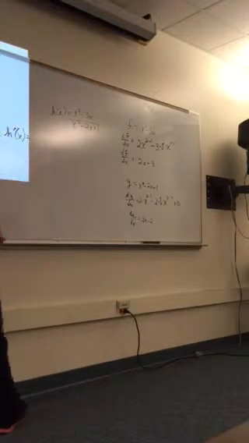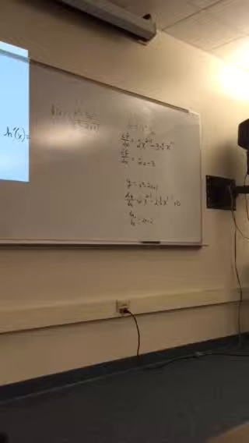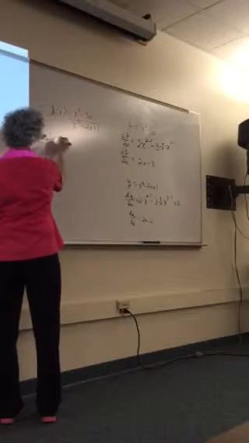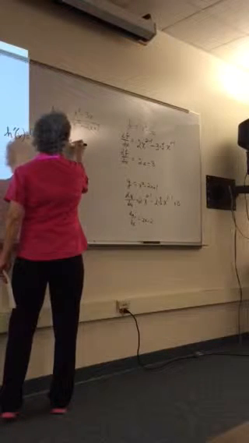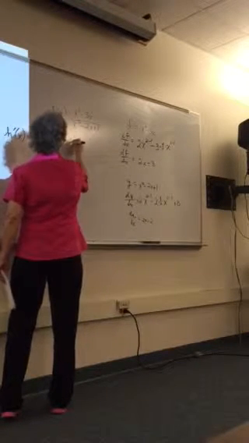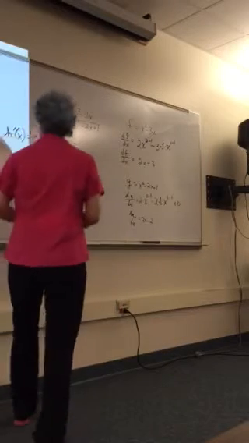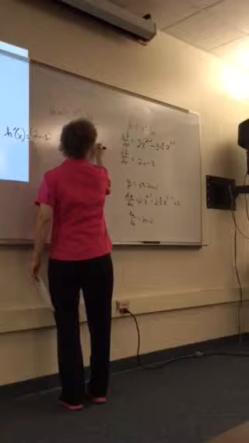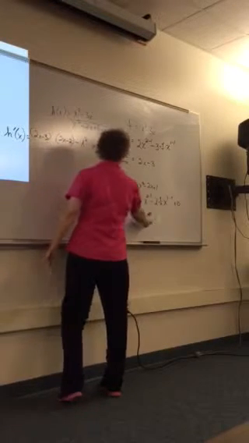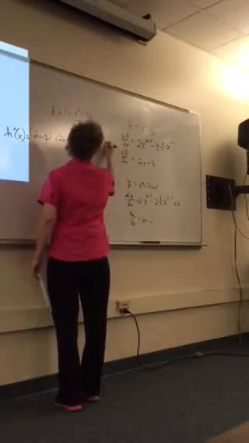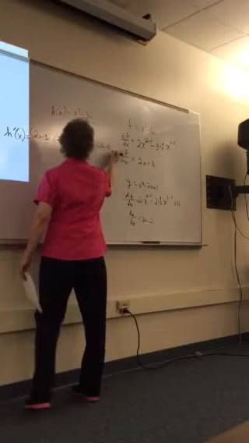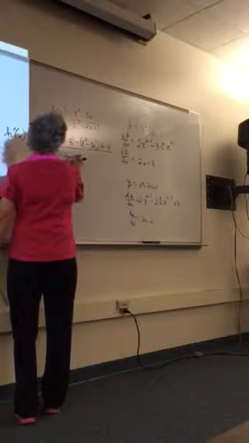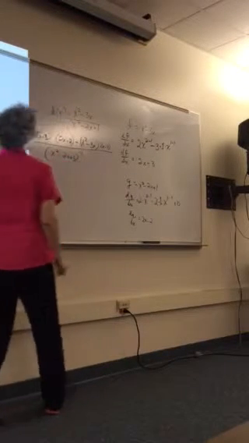So the derivative of my function is the derivative of the f part times the g part, whoops, minus the f part times the derivative of the g part over the g part squared.